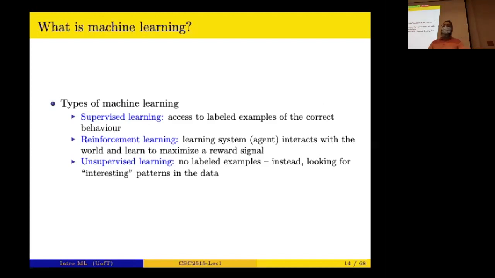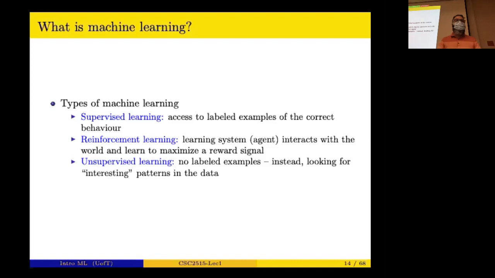Okay, so there is one common way of classifying or categorizing different machine learning methods, depending on what type of problem they want to solve. One is called supervised learning, where we have access to labeled examples of the correct behavior. For example, we have a bunch of images of apples and a bunch of images of oranges, and we know that these images correspond to apples, and these images correspond to oranges. That's supervised learning. Most of this course, probably 70% of it, would talk about supervised learning.